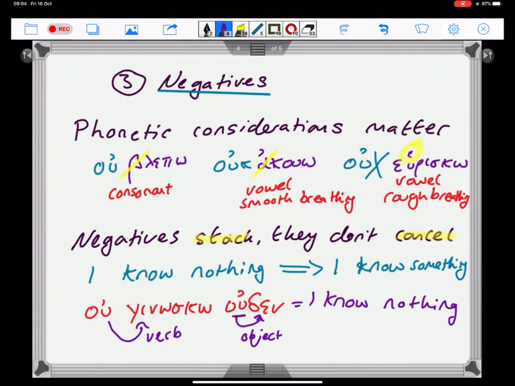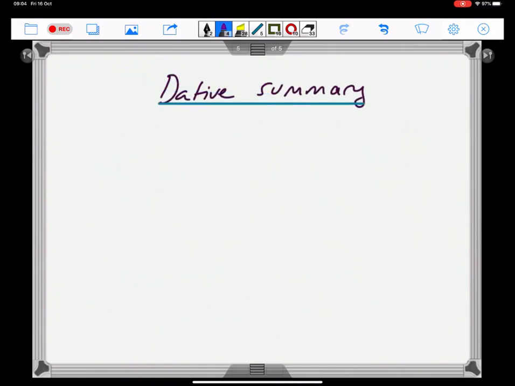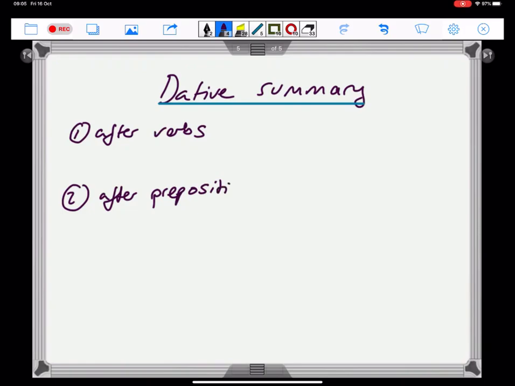That's all the grammar for this chapter. What I'd like you to start thinking about now is summarising things. And I'm using the dative as an example. You've already seen three uses of the dative. After certain verbs, after prepositions, and instrumentally.